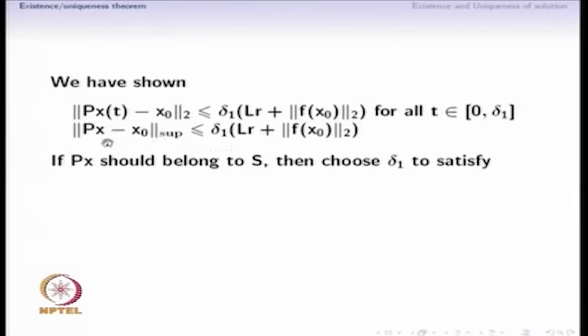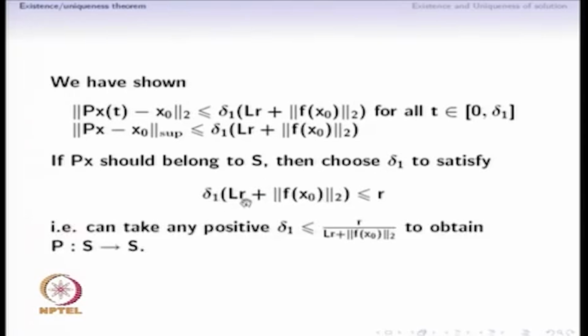So, what does this show? That this particular p of x minus x naught in the sup norm is at most equal to this. So, now we will choose delta 1 such that p of x belongs to S. If p of x should belong to S, then choose delta 1 to satisfy delta 1 times LR plus the 2 norm of f of x naught is at most equal to R. If we choose this delta 1 such that this is satisfied, then we see that p of x minus x naught in the sup norm is bounded from above by R, and hence p of x goes into S.